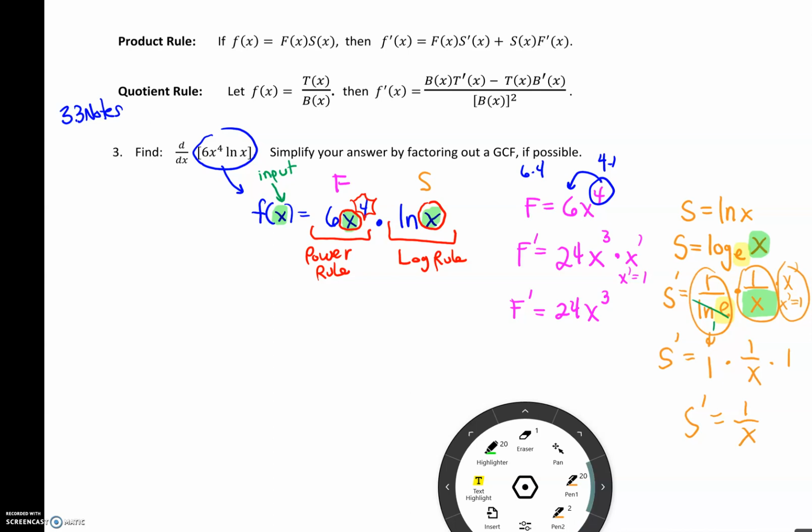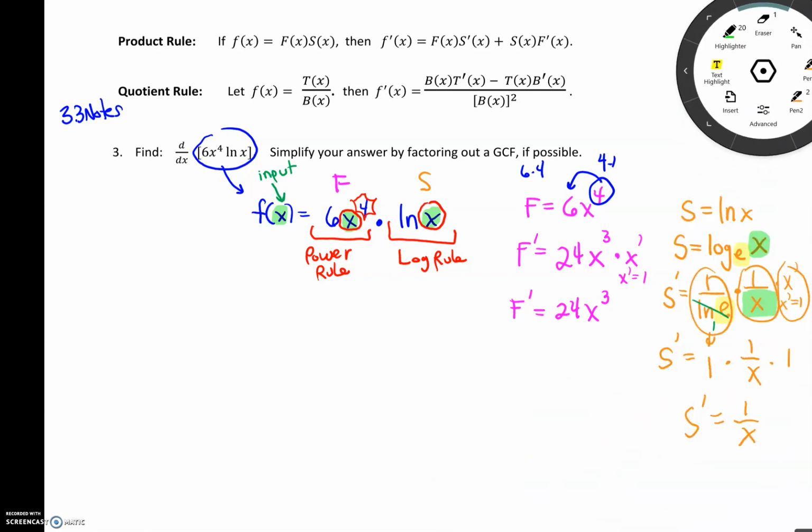Now, if you have memorized already that the natural log of x has derivative 1 over x, that is amazing, and that's a really useful thing to memorize. But you don't need to memorize it. You can find it by using your generic log rule. But if you can memorize that, that would be awesome. Okay, so now we have all the pieces we need for our template.